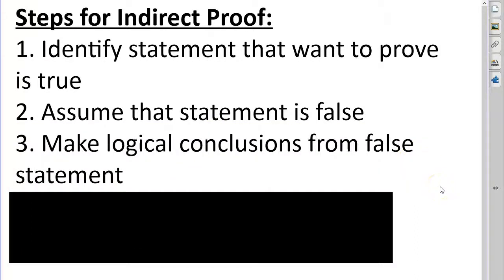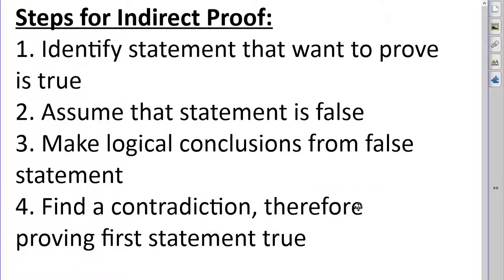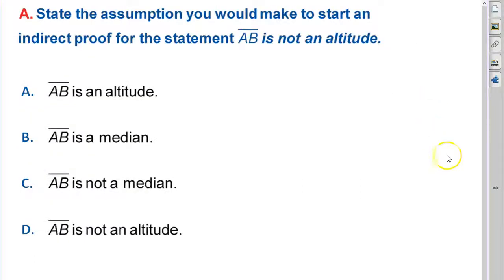Next, make some logical conclusions from that false statement. Come up with something. And then eventually you'll get a contradiction, and it'll be a contradiction to something that you know is given. We'll look at a couple proofs and you'll see what I mean by showing a contradiction, and we'll go from there. Okay. All right, so here we go.